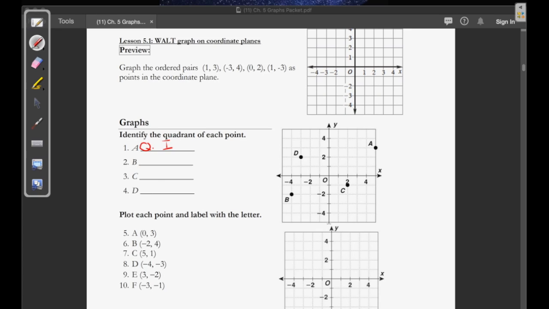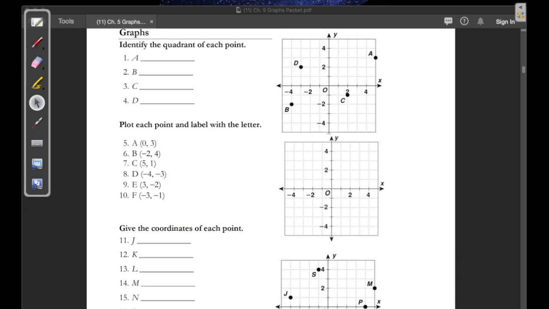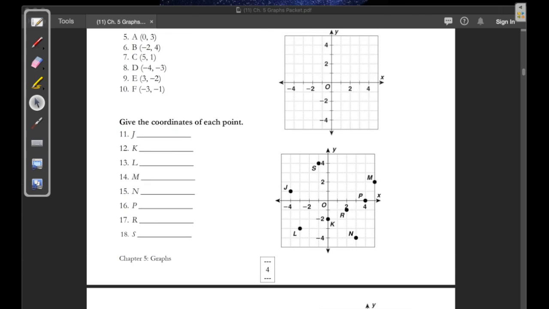For numbers 5 through 10, it wants me to plot each point and label with the letters. So I'm getting 0, 3. Start at the origin, go up 3, put a point, label it letter A. You're going to do that with the rest of these problems. So make sure you're following the directions because it's having you solve different types of coordinate points and coordinate planes, right? Using different types of them.